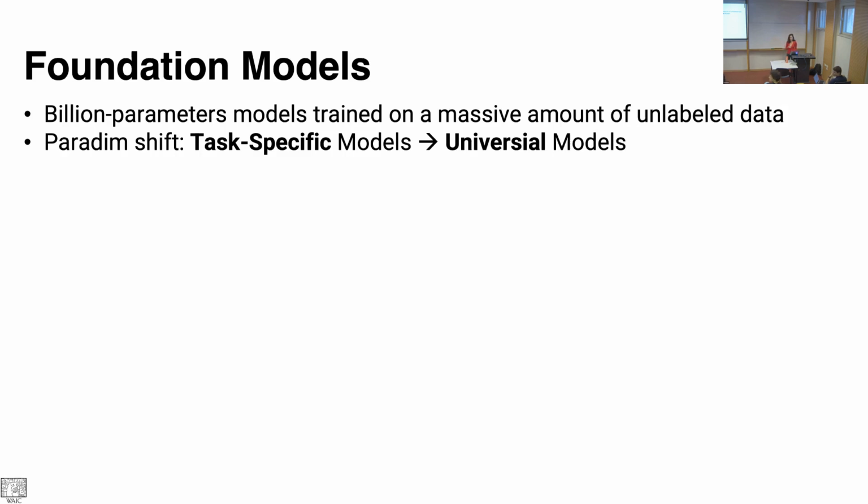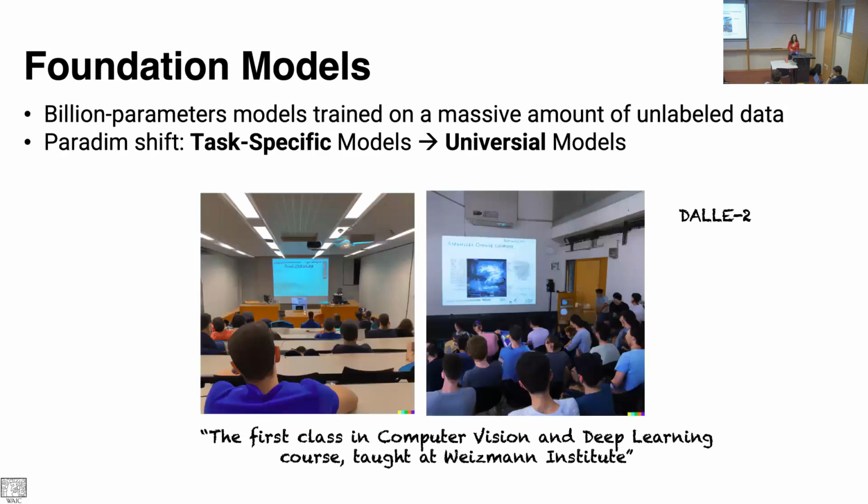So this is really an exciting time to enter this field, because it feels that everything is possible, and we have such powerful models of the visual world that can open up so many things. So just to give you an example, these are synthesized images using this text: the first class in computer vision and deep learning course taught at Weizmann Institute. And I think it's amazing how it resembles this Ziskin 1 classroom.